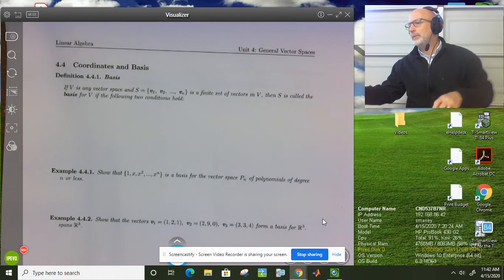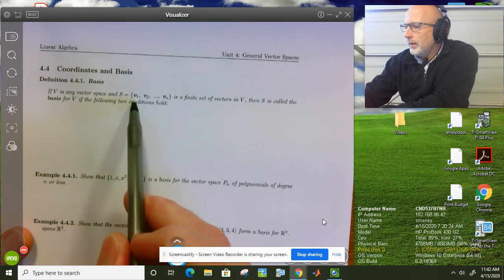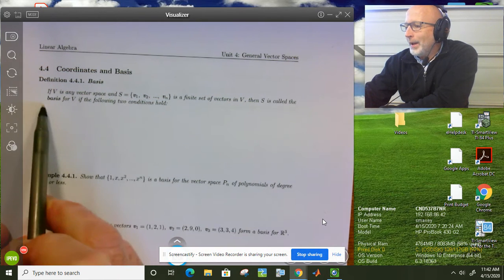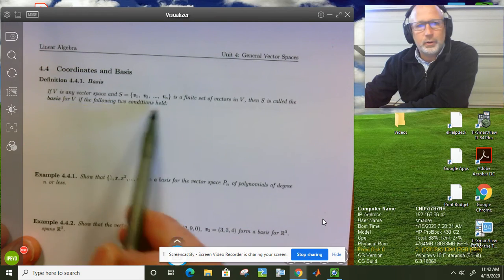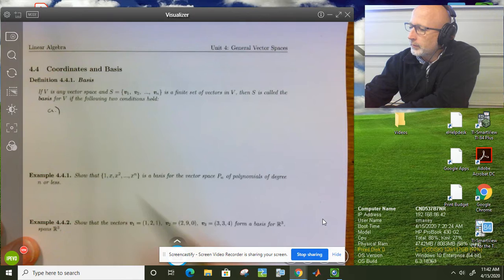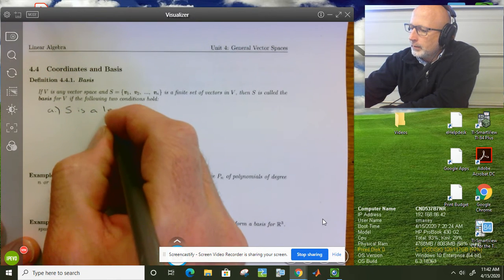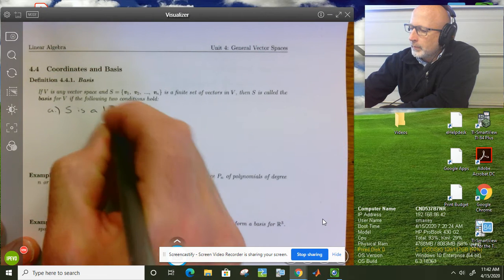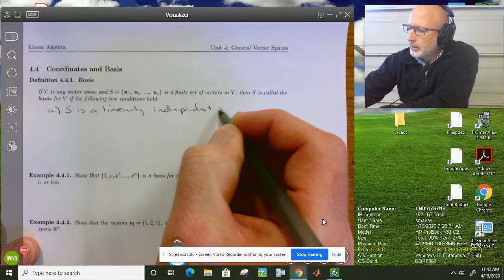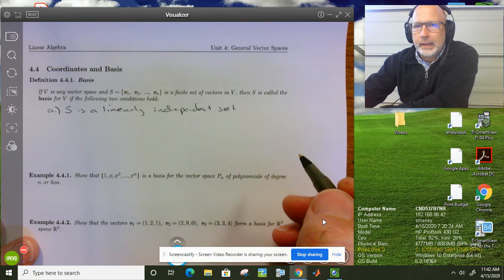Okay, so anyway, what is the basis? If V is any vector space and S is a set v1 through vn, a finite set of vectors in V, then S is called the basis for V if the following two conditions hold. The first one is that S is a linearly independent set. Okay, so we have to make sure that's linearly independent.